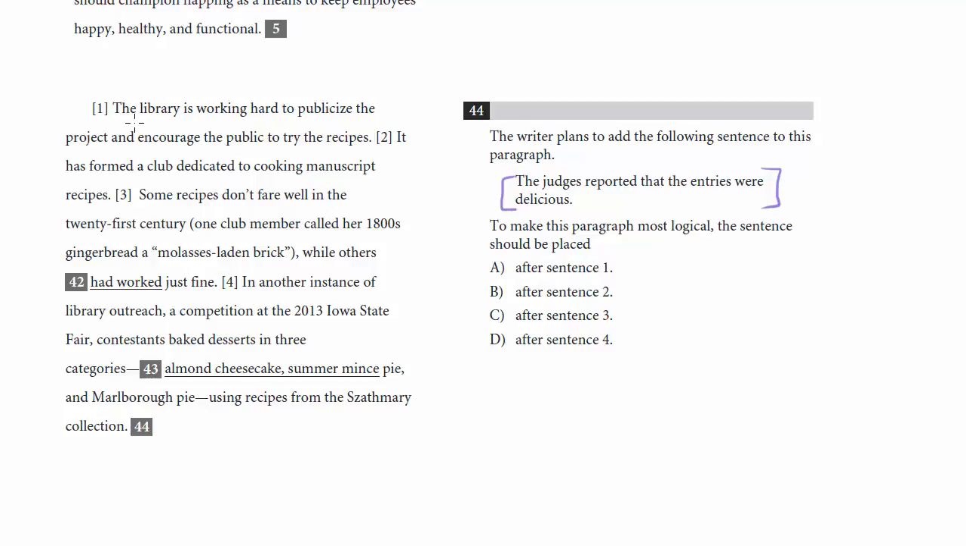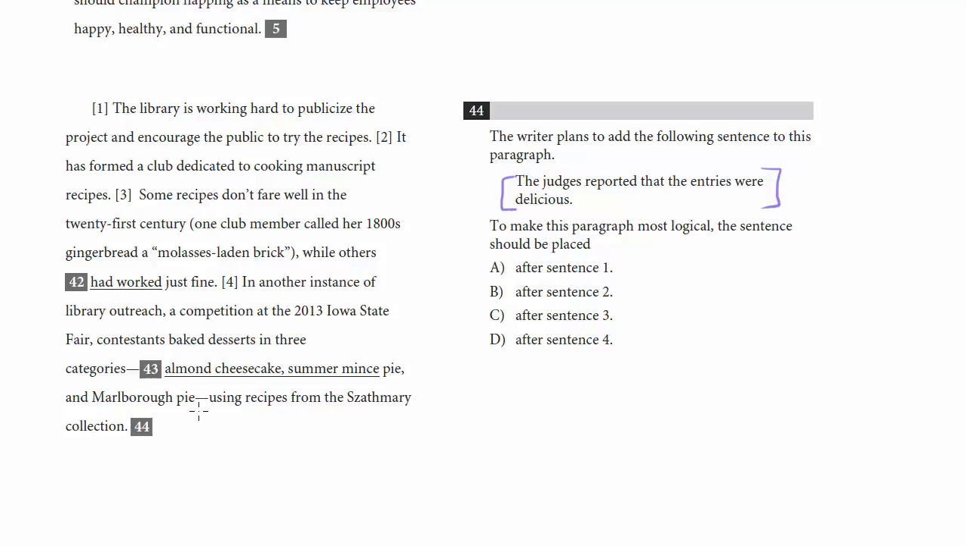So let's read this. The library is working hard to publicize the project and encourage the public to try the recipes. It has formed a club dedicated to cooking manuscript recipes. Some recipes don't fare well in the 21st century. One club member called her 1800s gingerbread a molasses-laden brick, while others had worked just fine. In another instance of library outreach, a competition at the 2013 Iowa State Fair, contestants baked desserts in 3 categories using recipes from the St. Mary collection. So where we want to put this sentence about judges?